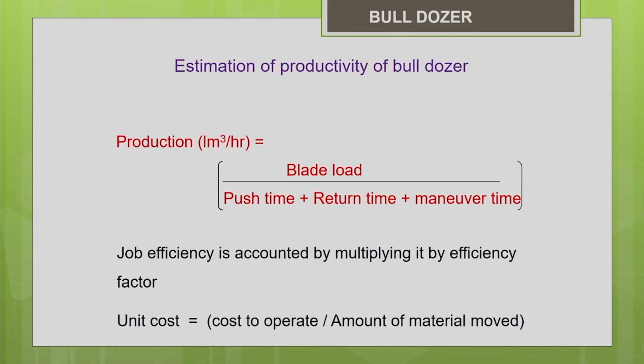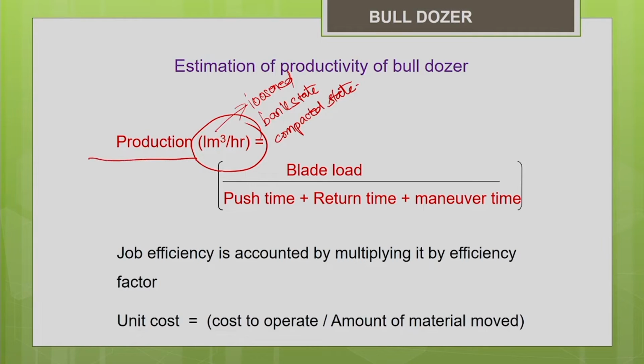Now, let us see how to estimate the productivity of the bulldozer. We are going to estimate the productivity in loose cubic meter per hour. As I told you, whenever you express the volume, you should be very specific whether you are expressing the volume in the loosened state, the bank state, that is the natural state, or the compacted state. In which state you are referring to the material, you have to clearly specify. Then only it has a real meaning.